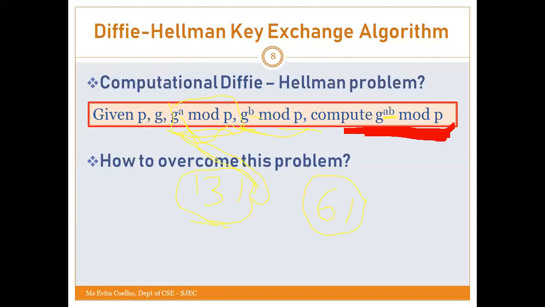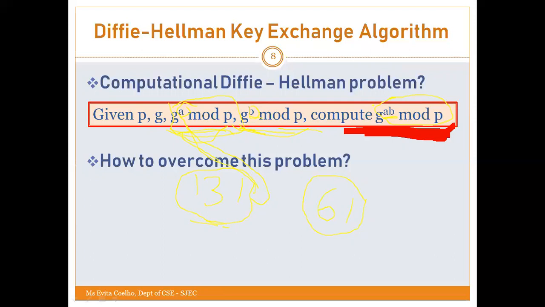Because of which, even though an intruder has these values, he cannot generate the value of A, he cannot generate the value of B, and hence he cannot generate this shared secret, even though he's sniffing the communication network. This is called the one-way property of discrete logarithm, and this itself ensures the security of the Diffie-Hellman protocol.